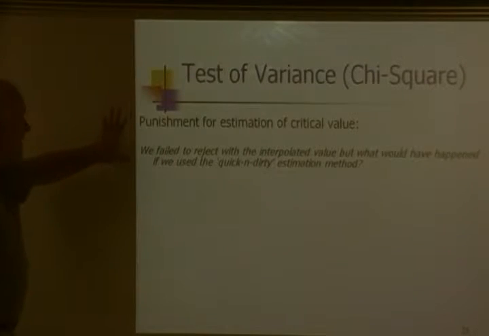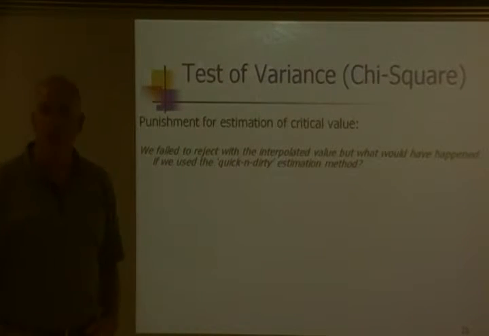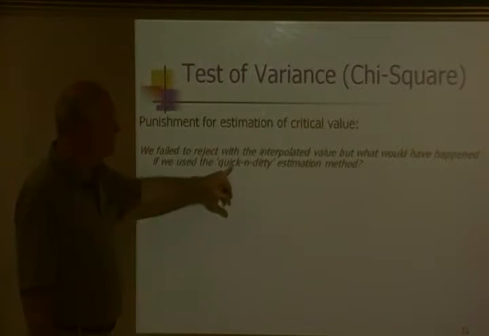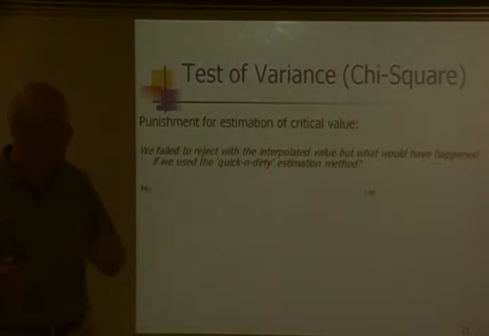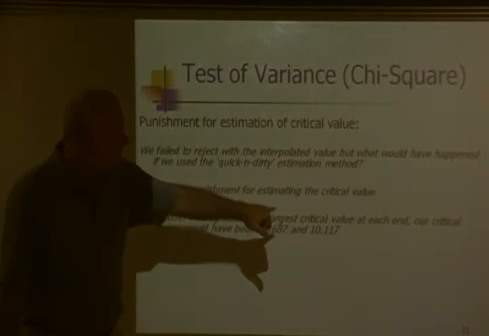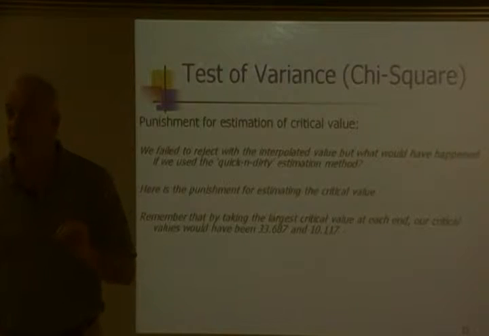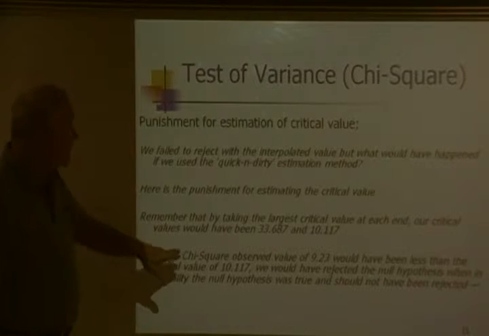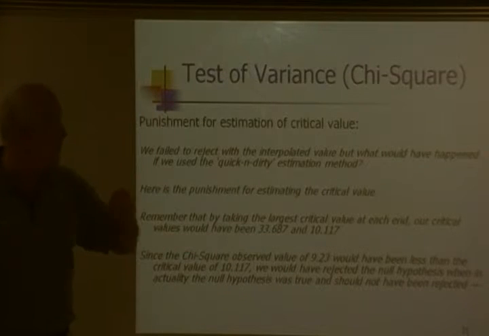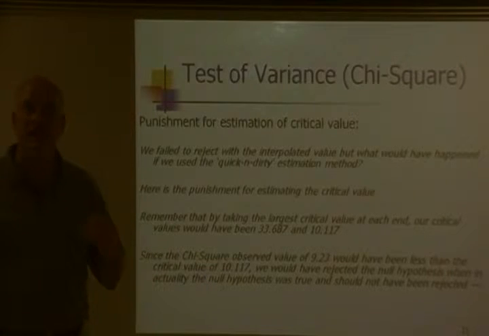Now, here's the problem. We failed to reject with the interpolated value, but what would have happened if we used the quick and dirty estimation method? By taking the largest of the critical values at each end, our critical values would have been 33.687 and 10.117. And so the chi-square observed of 9.23 would have been less than the critical value of 10.117, and we would have therefore rejected the null hypothesis.